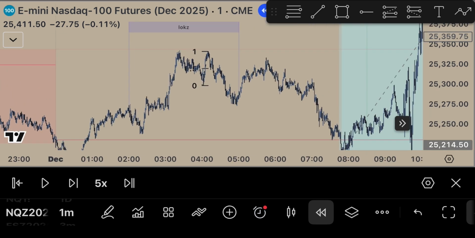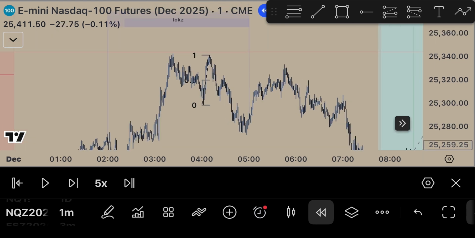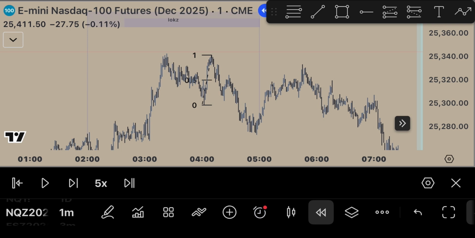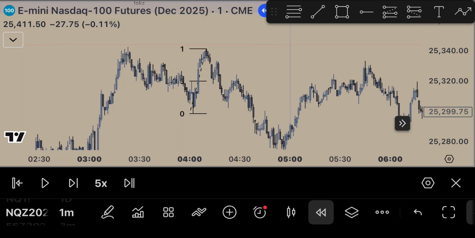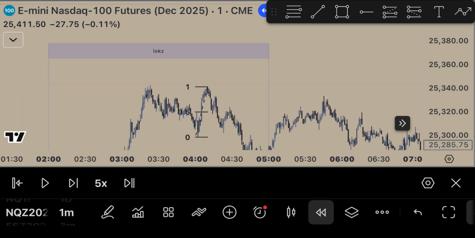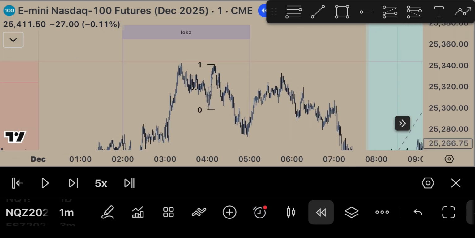and I'd rather trade after London. So after 6 a.m. Eastern is when I'm allowed to look at the charts, or not look at the charts, but take trades. Essentially, here is my level for Monday. This was my level for Monday.